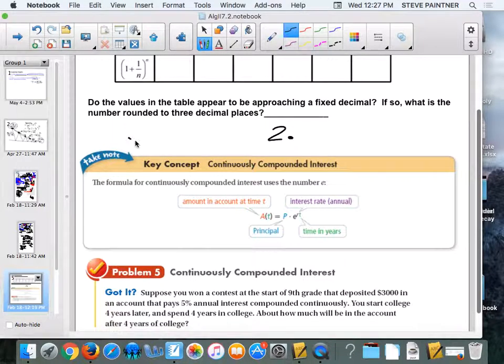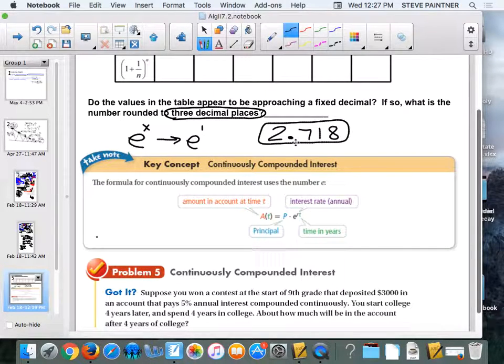Would you please do this? Find this button on your calculator. It probably looks like this. Hit it, and then hit e to the first. Would you just hit that and tell me what e to the first is, to the nearest 3 decimal places? 2.718. Okay, guys, this is base E. Base E is kind of like pi. Pi is 3.14. Base E is 2.718.